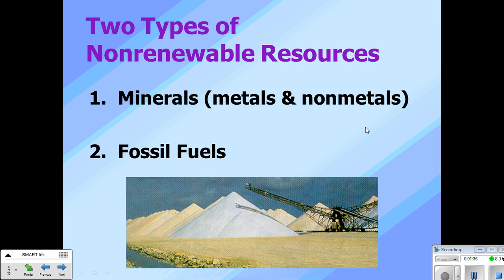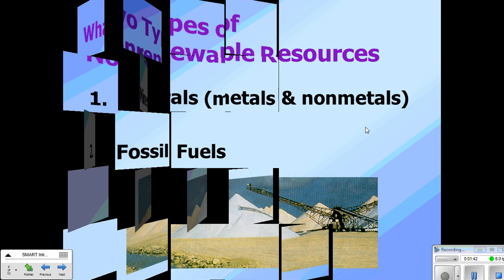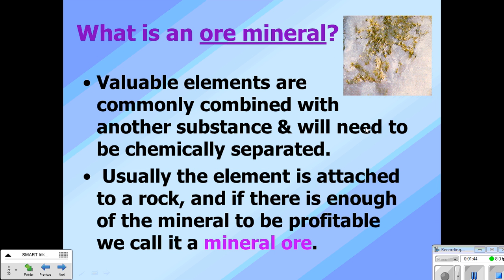And the two types of non-renewable resources: minerals, metals and nonmetals, and then fossil fuels. What is an ore mineral? A valuable element that's commonly combined with other substances and will need to be chemically separated. Usually the element that is attached to a rock, and if there is enough of the mineral to be profitable, we call it a mineral ore.